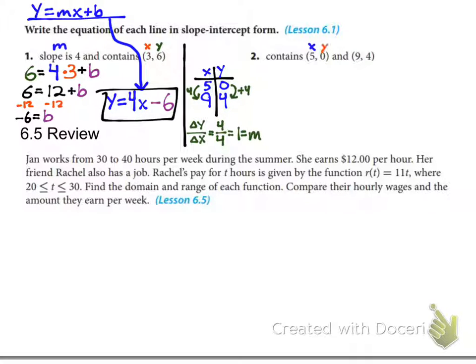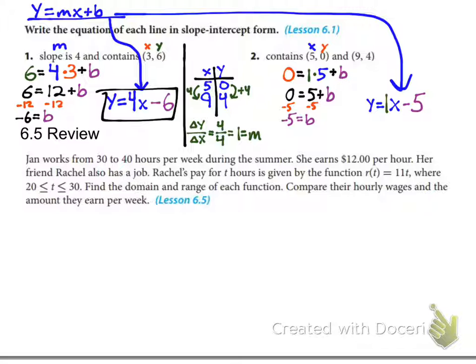So if we know slope, let's just pick a point. I picked (5, 0) because those are easier numbers than (9, 4). And 0 equals, y equals m, which is 1, times x, which is 5, plus b. I plugged in y, m, and x, and we're solving for b. So 1 times 5 is 5, subtract 5 from both sides, and you get b equals negative 5. So our equation is y equals 1x minus 5. You can also write y equals x minus 5 because the 1 is implied.